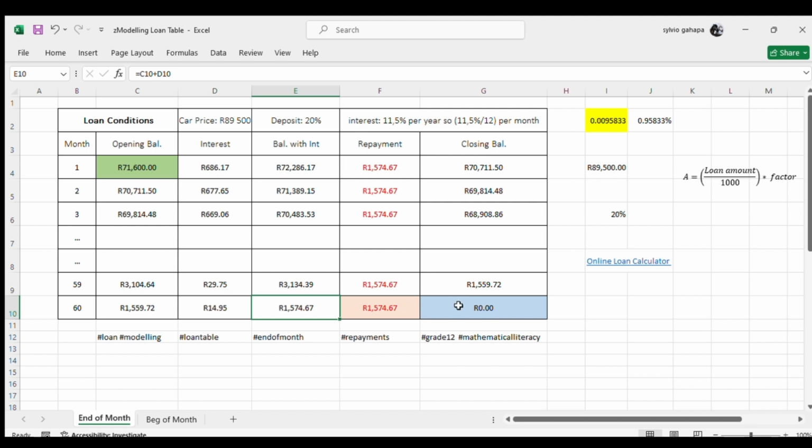If you do not have the same amount, you have a balance of less than 0 or more than 0, and that's going to be a problem because you are supposed to pay off your loan by the last month.